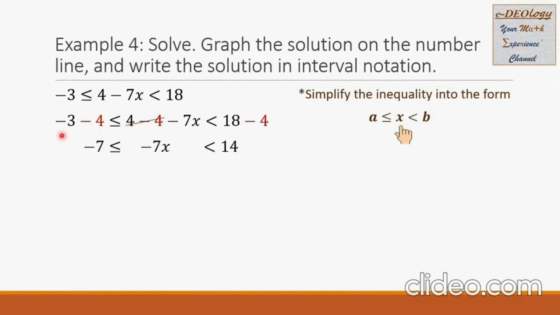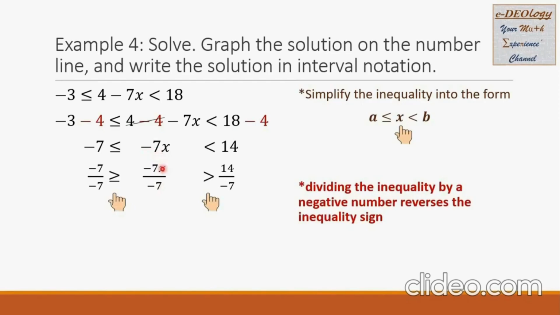On the left side, I will combine the negative 3 and the negative 4 to be negative 7. On the right side, 18 minus 4 is 14. In the middle portion, it is negative 7x. But again, I want the middle portion to be simplified into an x. I will divide this by the coefficient of x, which is a negative 7. But we know that for the inequality, if I divide by a negative number, the inequality sign reverses.